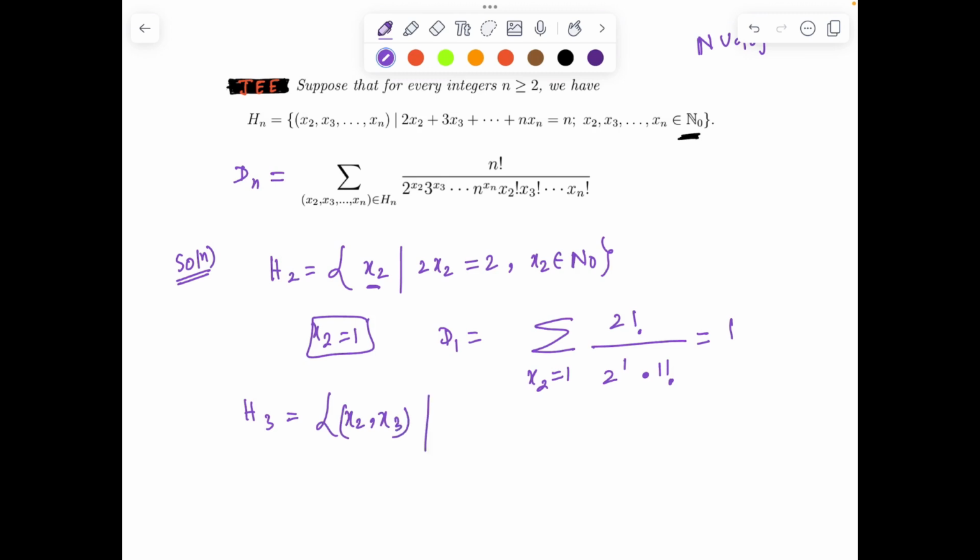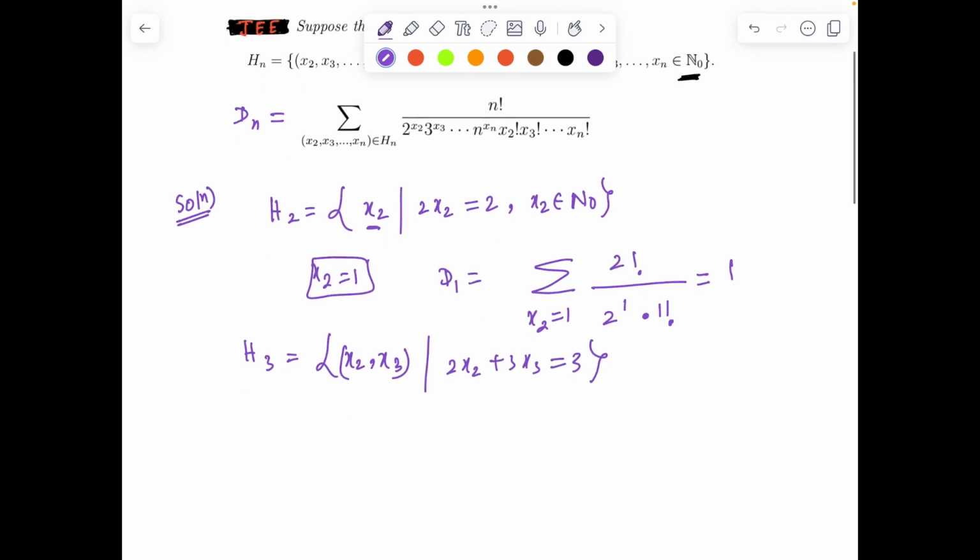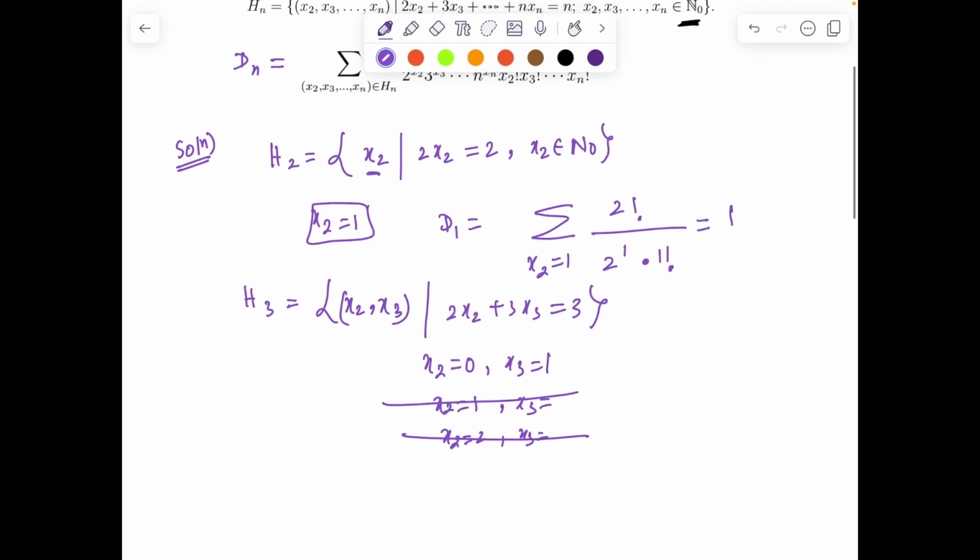Let's try H3 now. That will be the set of (x2, x3) such that 2x2 plus 3x3 is going to give me 3. And now the solutions from this will be x2 equals 0, x3 equals 1. If I take x2 equals 1, x3 is not possible. Similarly, x2 equals 2, x3 is not possible. So the only solution is x2 0, x3 1.